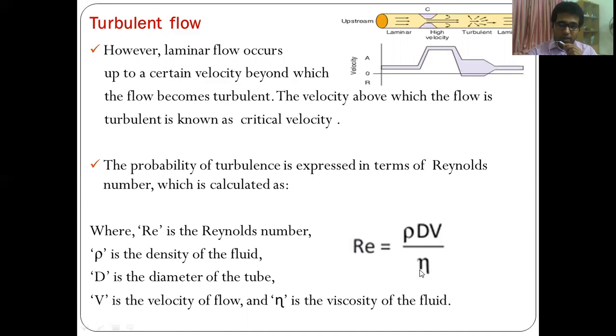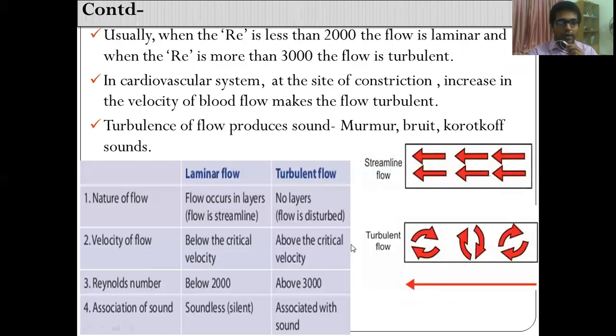But if this viscosity decreases, this Reynolds number will increase, and that will increase the possibility of turbulent blood flow. So usually when the Reynolds number is less than 2000, the flow is laminar, and when the Reynolds number is more than 2000 or 3000, the flow is turbulent.